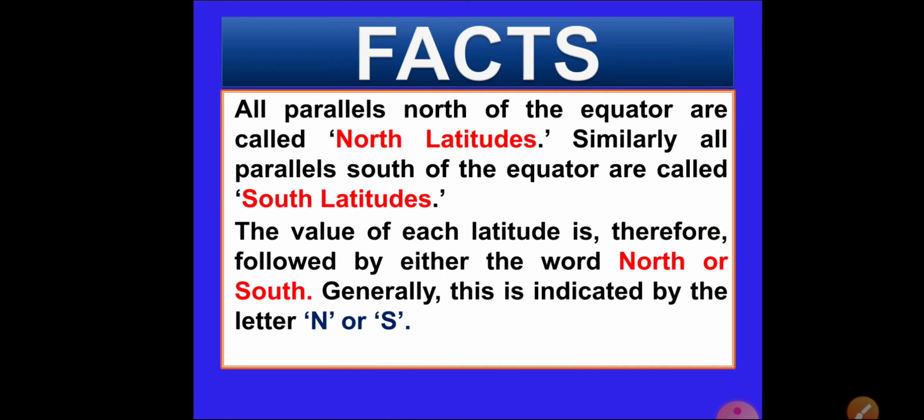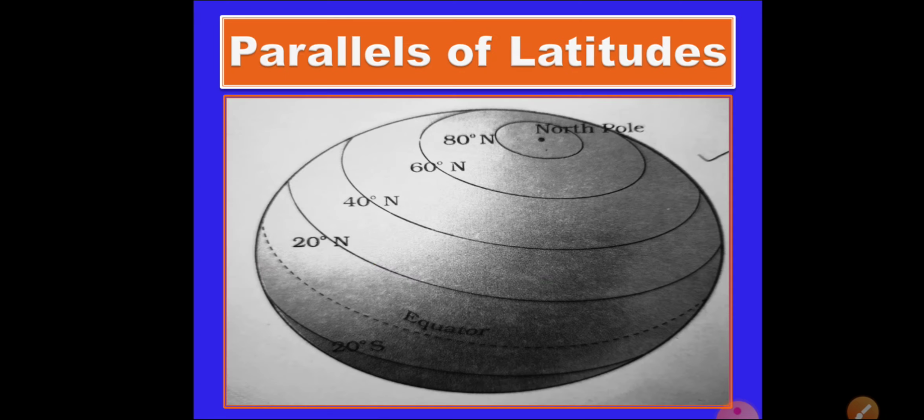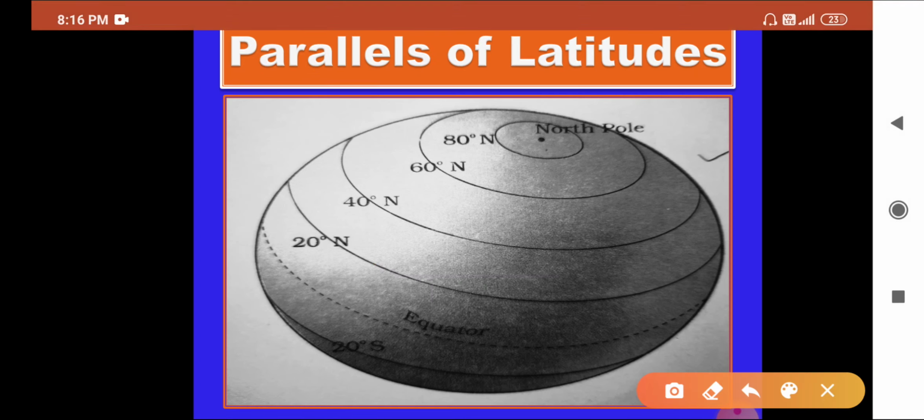Coming to our next slide, here are some facts about the latitudes: all parallels north of the equator are called north latitudes. Here I am showing you once again in the previous slide. These lines in the northern hemisphere, from the equator to the North Pole, are called north latitudes.